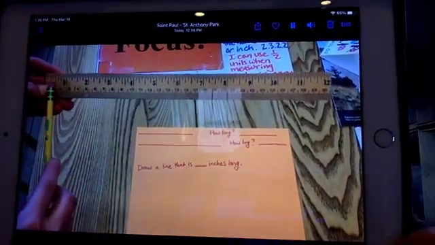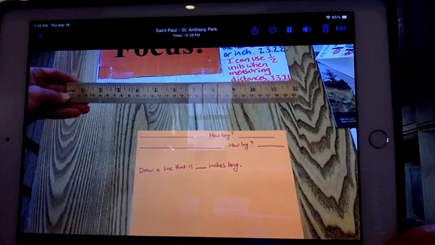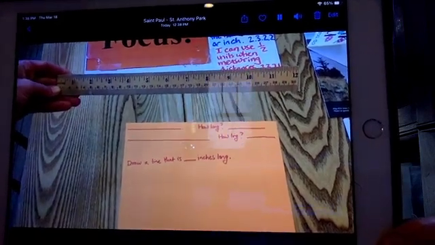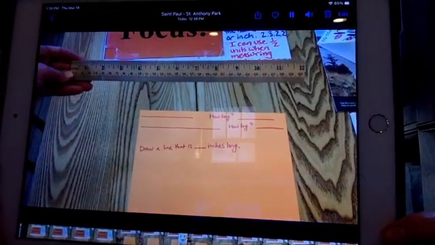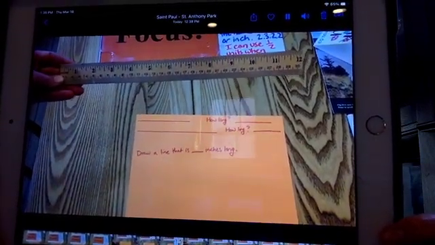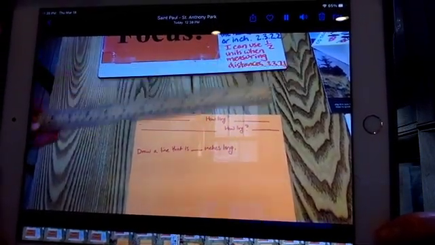Anyways, here are inch marks. There are 12 inches on a ruler, and there are 12 inches in 1 foot. So the first thing we're going to do is I'm going to show you how to measure certain lengths.